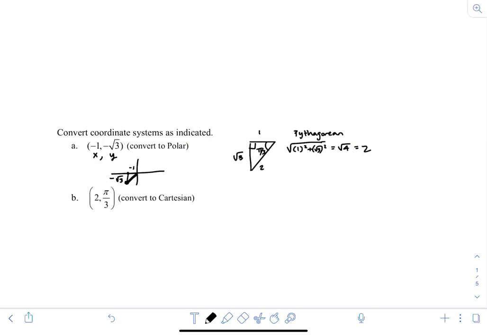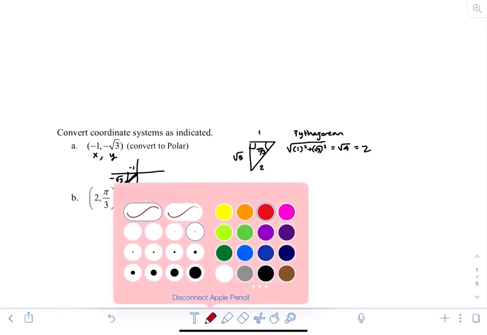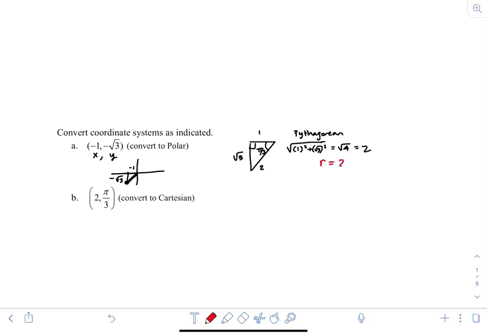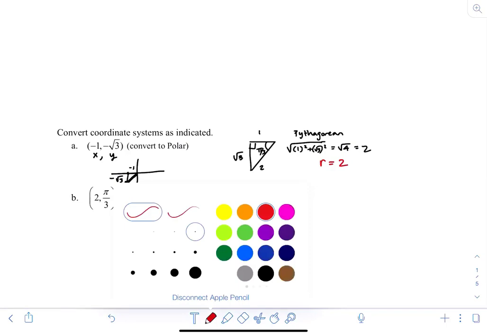Okay, so now we've got our r is 2. We just concluded that. And then we have to write the angle at which this is located. The angle that it's located at is in quadrant 3, so we're going to go pi-thirds beyond pi. So that would be 4 pi-thirds.